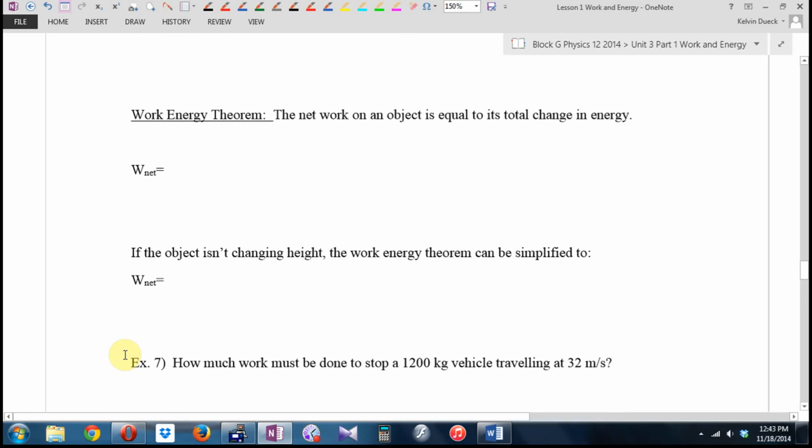This brings us to our third definition of work. Jenny, work is what times what? Work is also the area under a force versus distance graph. But the best definition of work, the one that actually allows me to answer more questions, is the Work-Energy Theorem. And it says this: the net work done on an object is equal to its total change in energy. Work equals the change in potential energy plus the change in kinetic energy.